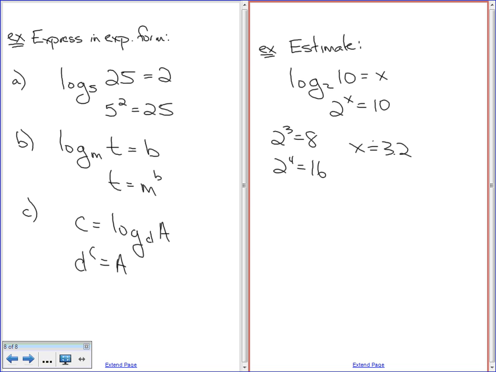Perfect. And that's it. That's all you want to do for estimate. Any questions on that? Okay. So if you want to skip it, skip it. The next thing is using your calculator.